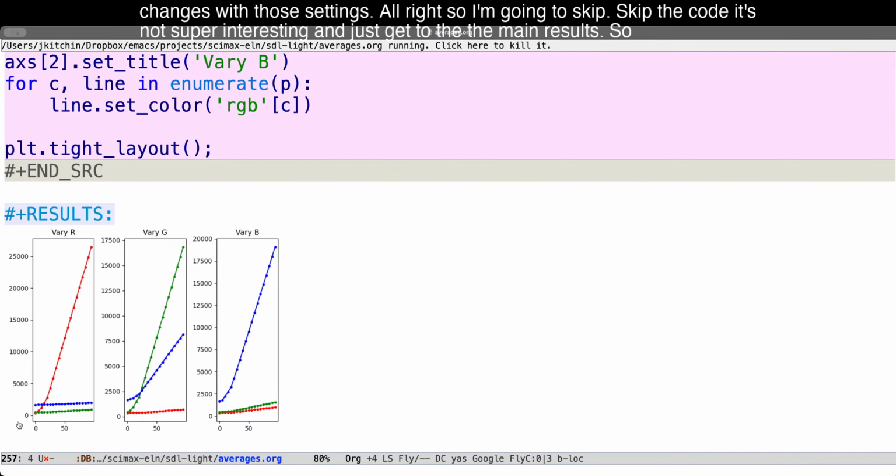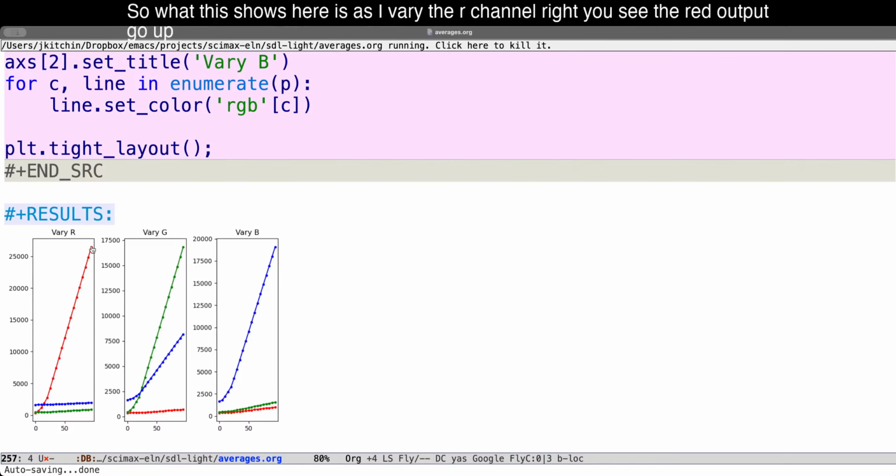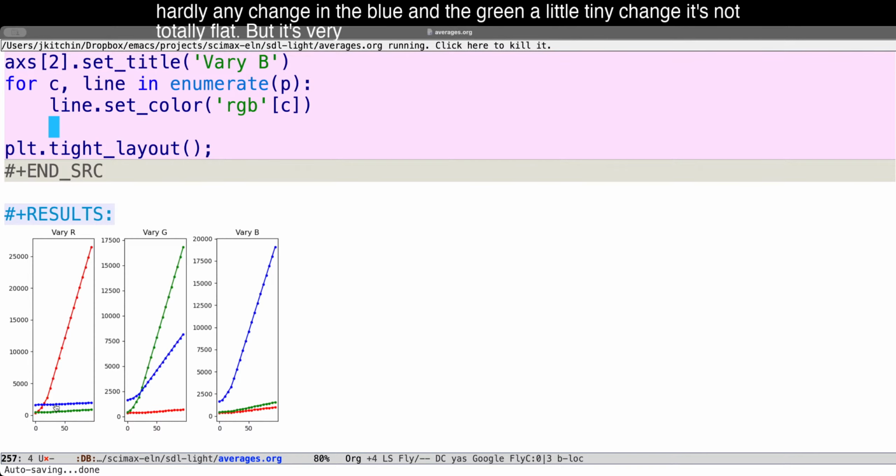So what this shows here is as I vary the R channel, right, you see the red output go up, and it's pretty linear except at the lowest settings, and you see hardly any change in the blue and the green. A little tiny change, it's not totally flat, but it's very low.